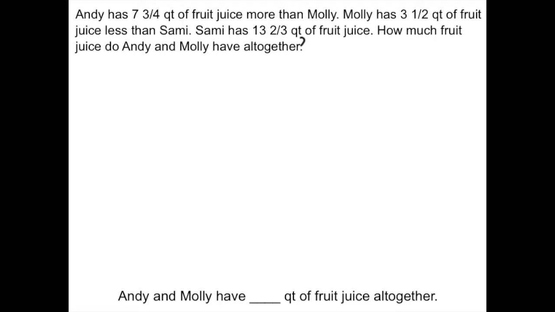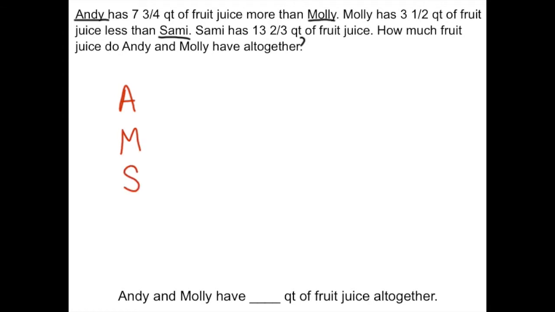So taking a look at this, we can see that we are actually comparing 3 people, Andy, Molly, and Sammy. So we know that we're going to want to draw this as a comparison problem because we're given information like that Molly has less than Sammy and Andy has more than Molly. So we're going to label Andy, Molly, and Sammy so that we can compare them all.